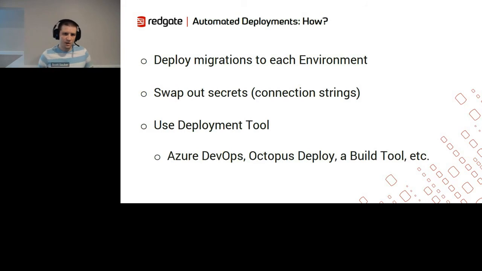So how do you do automated deployments? You want to take those source control migrations and deploy them out to each environment. As part of this, you'll want to swap out secrets, such as connection strings, because you likely have different databases you target for each environment. And you'll want to use some sort of deployment tool, such as Azure DevOps, Octopus Deploy, or some sort of build tool that I mentioned on the previous slide.